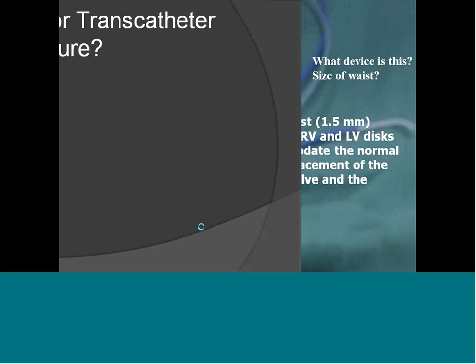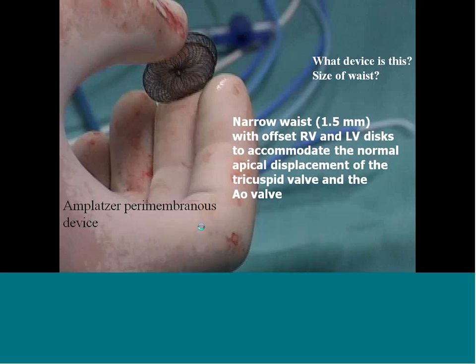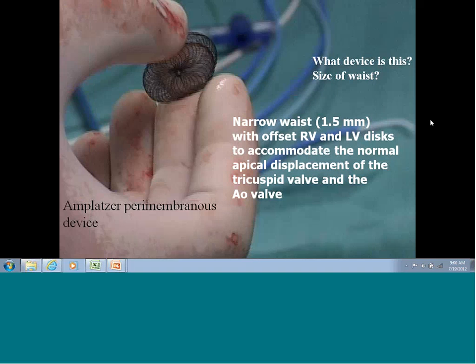This, you see, this one, the waist between your LV and RV disc, there's a little waist. Remember, like your ASD, you've got an LV disc, RV disc, and the waist. The waist is the size of your ASD. Here, between connecting these two, it's a very narrow waist. The size is very thin, 1.5 millimeters, because your membranous septum is very thin. Right? You can't have a very wide waist there. So just look at your device today and look at all these different measurements on it.